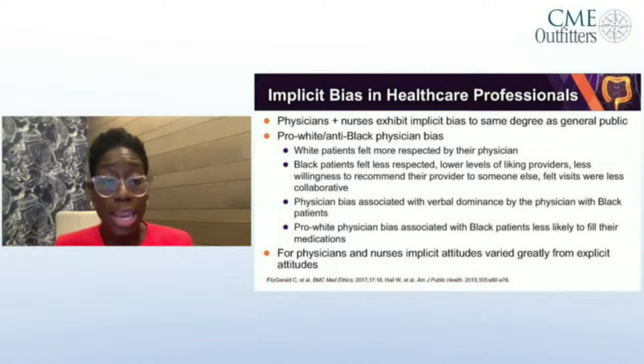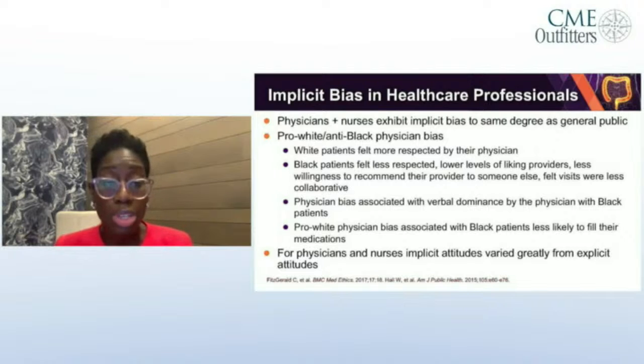This physician bias was also associated with verbal dominance by the physician with Black patients. And pro-white physician bias was associated with Black patients being less likely to even fill their medications or less likely to adhere to your recommendations. And this probably stems from not trusting their physicians because they know that their physicians feel a bias against them.